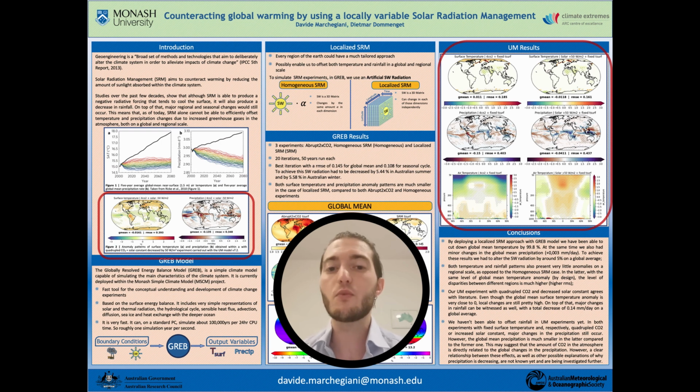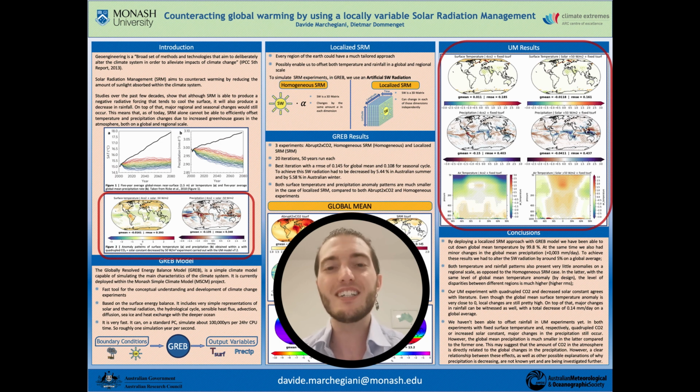For example, we started by trying to reproduce the literature, so we carried out an experiment with quadruple CO2 and decreased solar constant so that we could offset global surface temperature. And the results basically agree with the literature in that even though we have very little change in surface temperature as a global mean, regional anomalies are still pretty high and rainfall is largely decreasing overall.